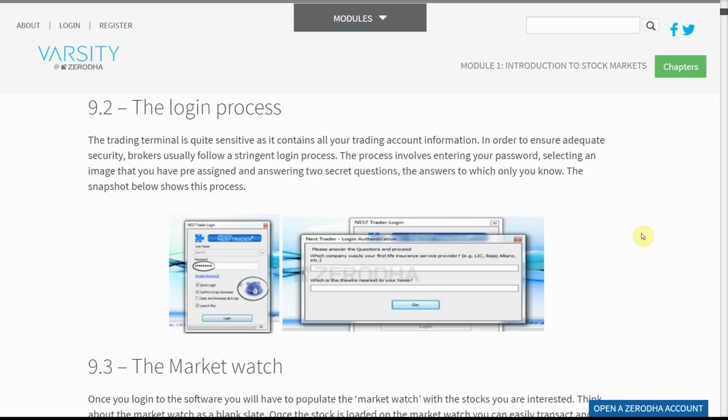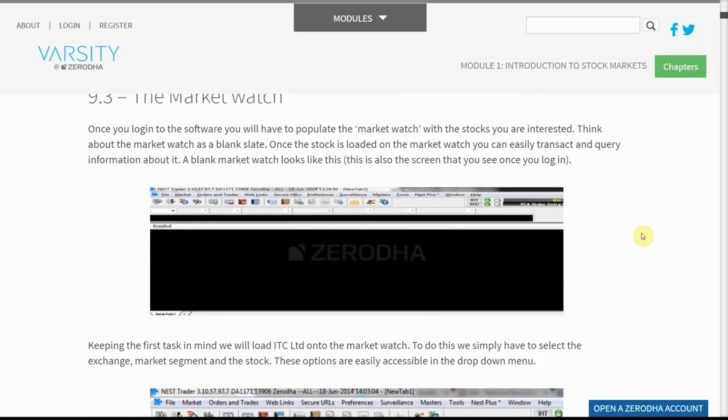9.3 The Market Watch. Once you log into the software, you will have to populate the Market Watch with the stocks you are interested in. Think about the Market Watch as a blank slate. Once the stock is loaded on the Market Watch, you can easily transact and query information about it. A blank Market Watch looks like this. This is also the screen that you see once you log in.